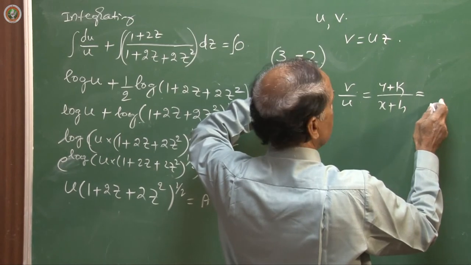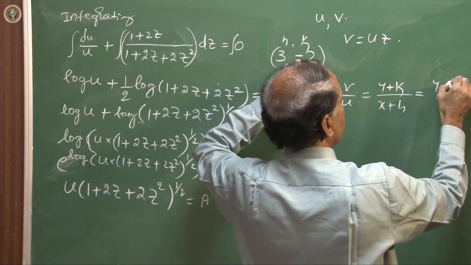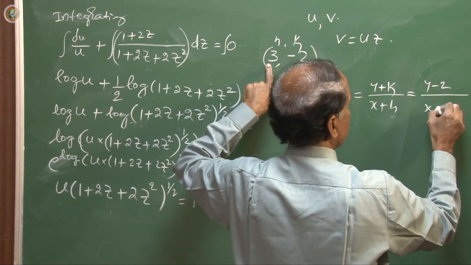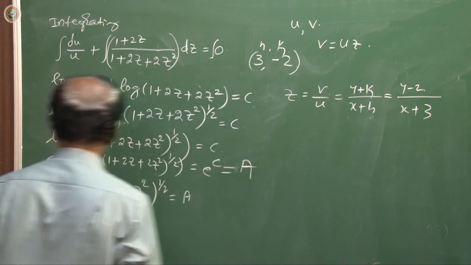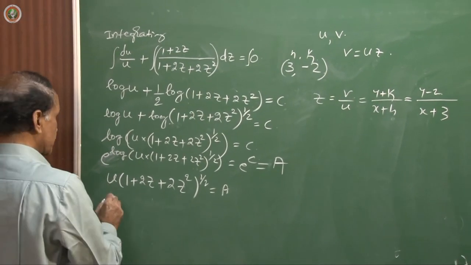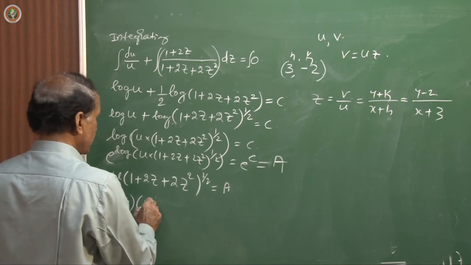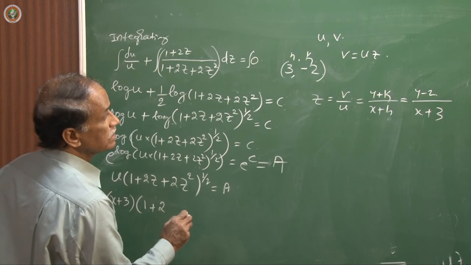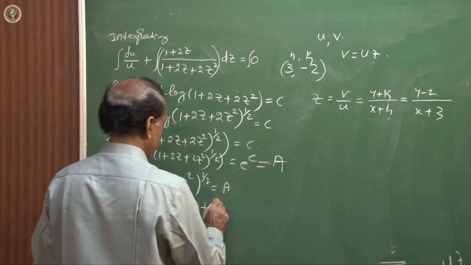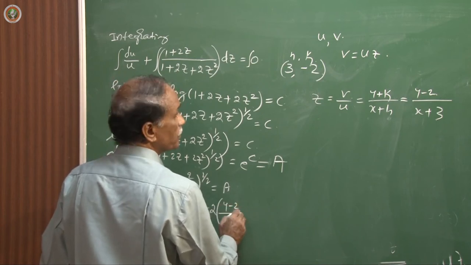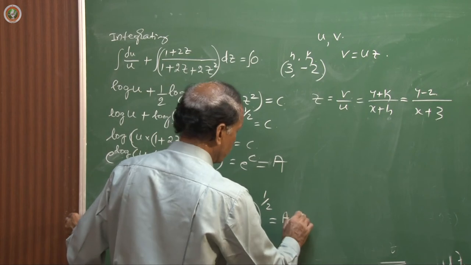Then v is y plus k, that means y minus 2, and u is x plus h, that is x plus 3. So z is y minus 2 divided by x plus 3. In place of z, that much you write. In place of v, this much you write. In place of u, this denominator, x plus 3, because you have to leave the answer in terms of x and y. Then this is multiplied by 1 plus 2 times z, where z is y minus 2 divided by x plus 3, plus 2 times (y minus 2 over x plus 3) whole square, and whole to the power half, and this is equal to constant.